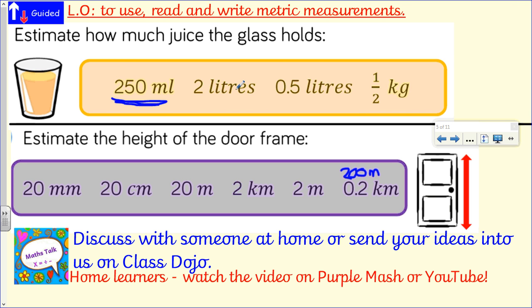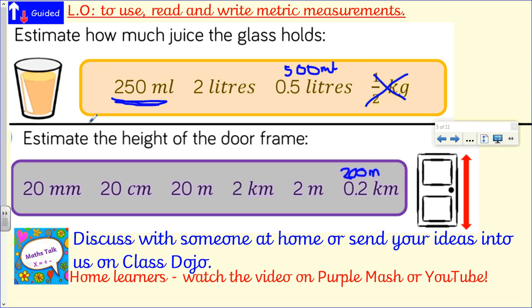2 liters is way too big. That wouldn't even fit in a big glass that I've got in my house. 0.5 liters, 500 milliliters, I probably do have some glasses that fit that, but not the standard glass that I'm talking about that we've got in the classroom. Half a kilogram, no. Half a kilogram measures weight. We are measuring volume. Okay.